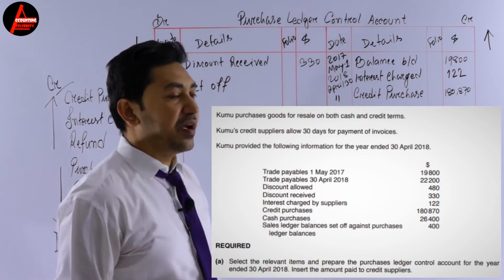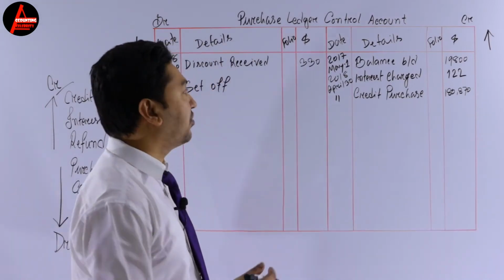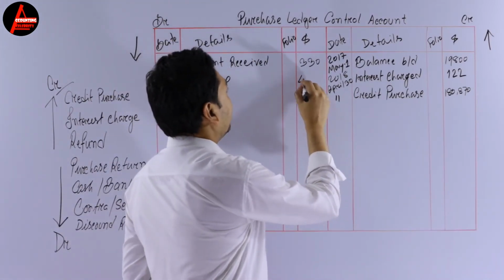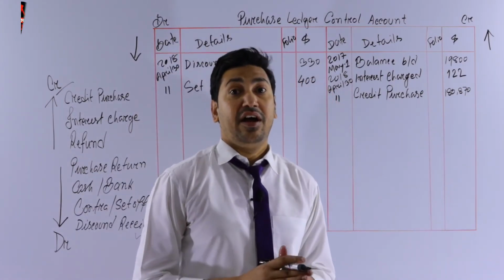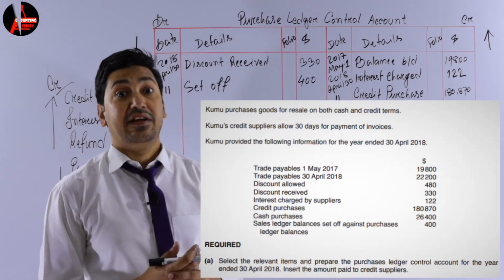Okay, what is value given here? In the question it is $400. So let us write $400. Alright, we have finished writing all the items here. Okay, look at the second item.